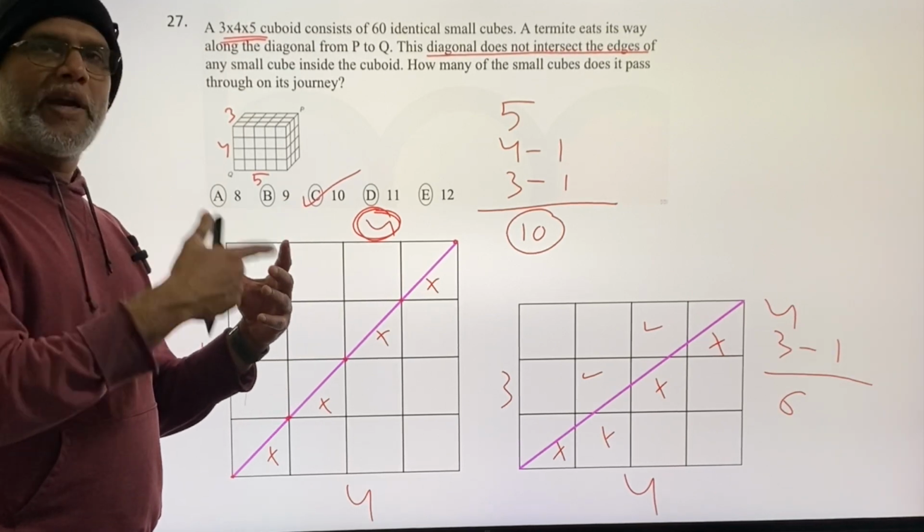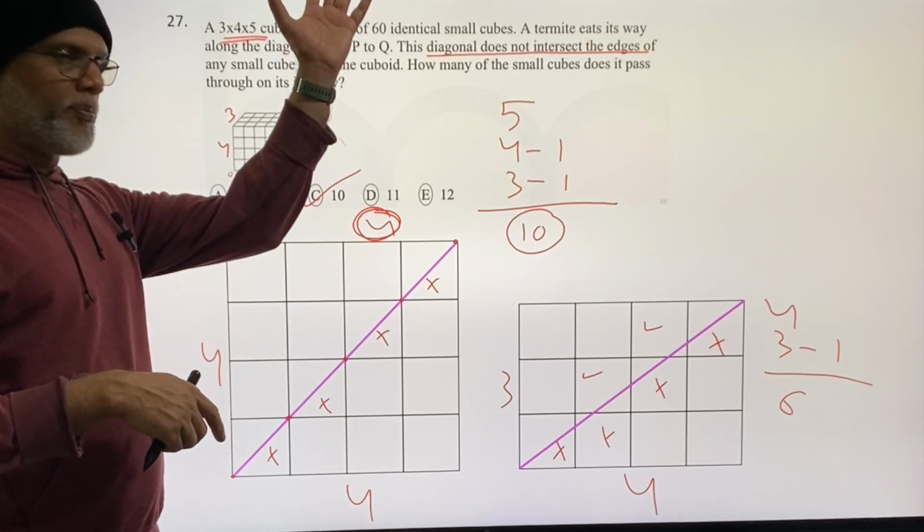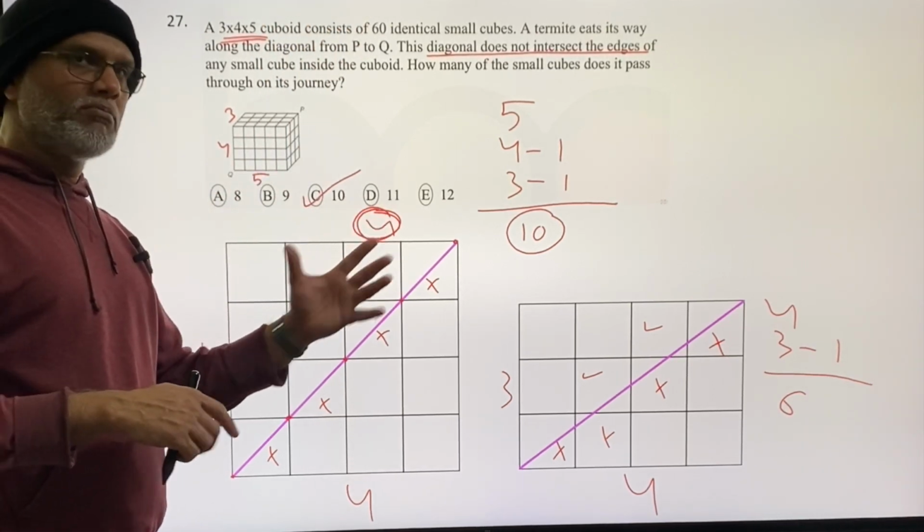Maybe a bit more theoretical, a bit more abstract. If you understood the previous approach, great. If you also understood this one, more power to you.